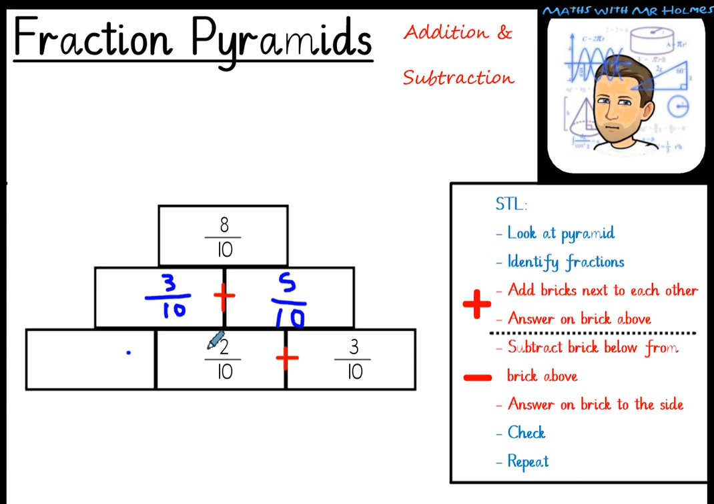Now we worked out before, didn't we, that we didn't have any other addition to do. This is not 2 next to each other. We have already looked at the pyramid and identified our fractions. Let's work out which ones that we need. We can't add. We said we need to subtract a brick below from the brick above. So now I've got 3/10. 1 below it, that's 2/10. So 3/10 take away 2/10 will give me 1/10. Answer goes on the brick to the side. So 1/10.